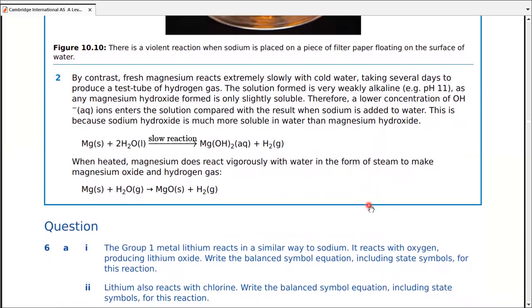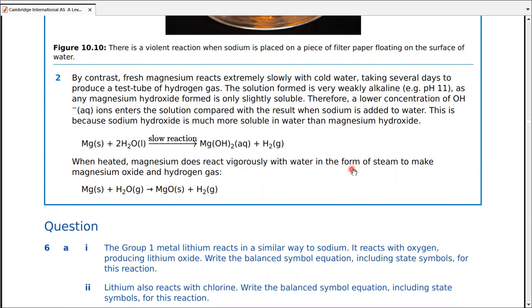Okay, point number two. By contrast, fresh magnesium reacts extremely slowly with cold water, taking several days to produce a test tube of hydrogen gas. The solution formed is very weakly alkaline, pH 11. Any magnesium hydroxide formed is very slightly soluble, therefore a lower concentration of OH- aqueous ions enter the solution compared with the result when sodium is added to water, because Na2O or NaOH is highly soluble in water.